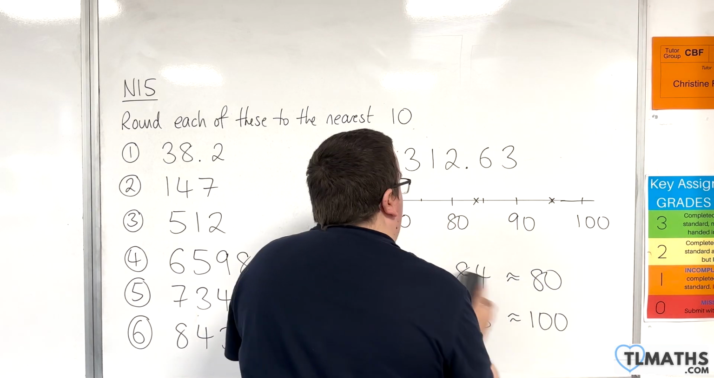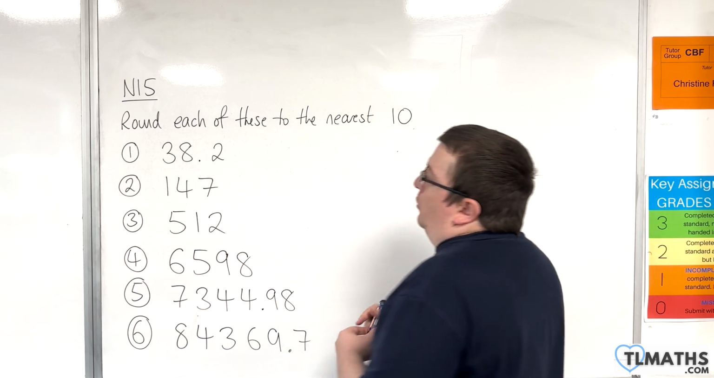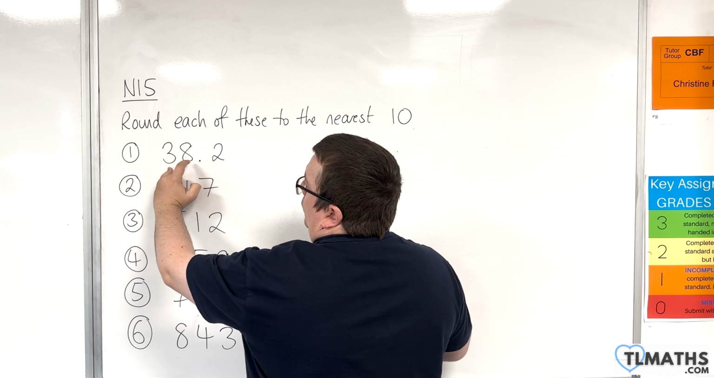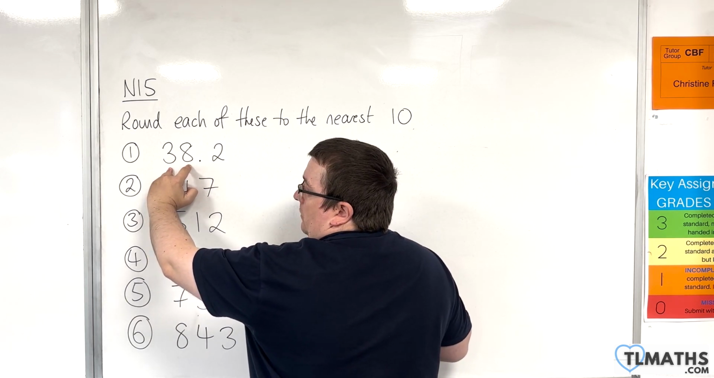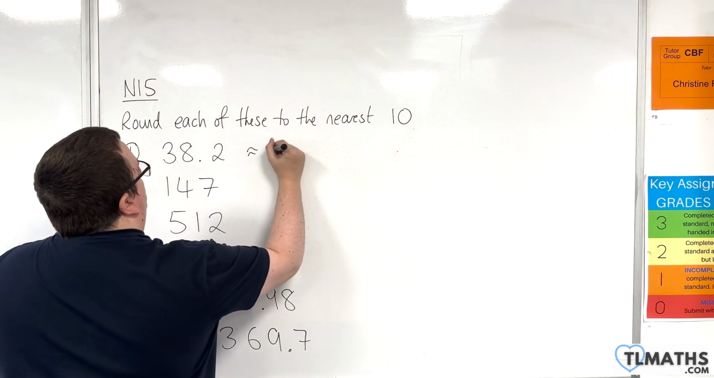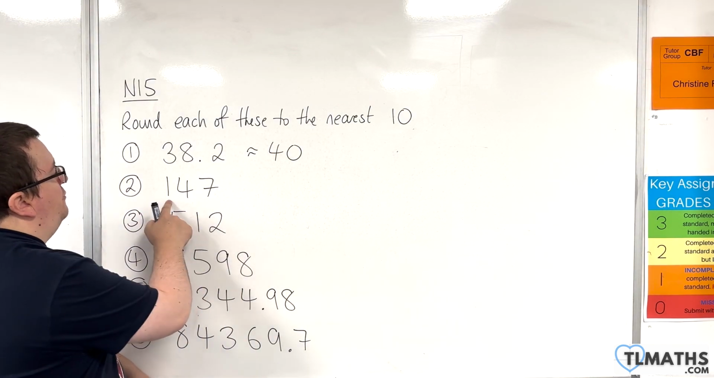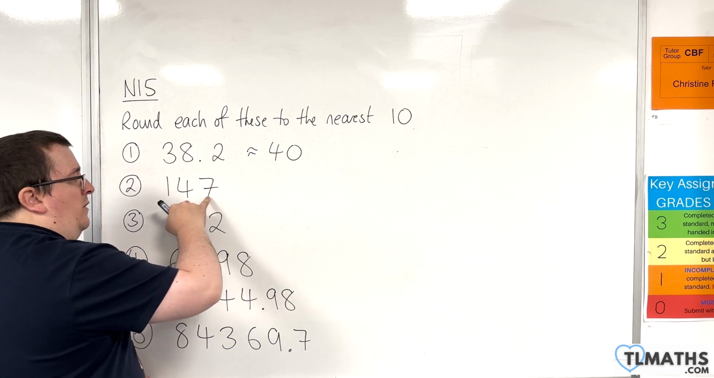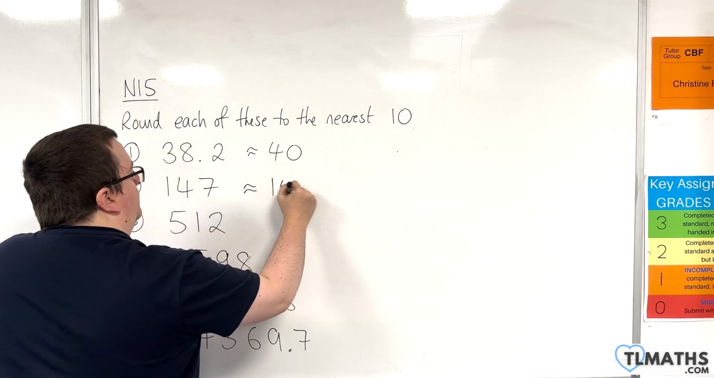So let's go through our examples. So 38.2, you're looking at the tens column and then to the right and saying, right, well, that's 8, so 5 or more, so we round it up. So 38.2 will round to 40 to the nearest 10. 147, you look at the tens column, and then the one on the right is 5 or more, so you round this up to 150.